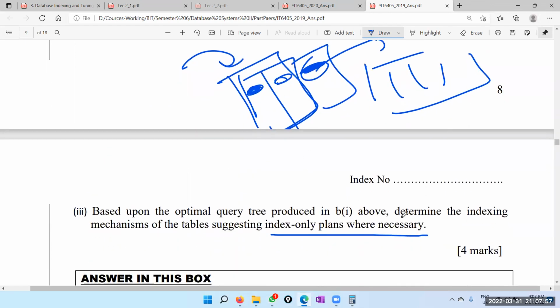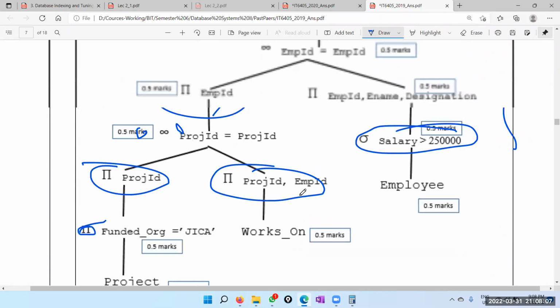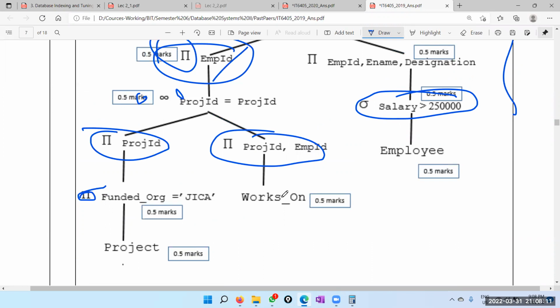Now the question is: suggesting the index only plan where necessary, right? So for this query, we can have, for the project table, it's not a big thing because there are only a few projects. But anyway, you can suggest an index for the funded organization. Since you just concentrate on this particular query, and it is for a specific field value, even a hash index is okay. Hash index on funded organization.